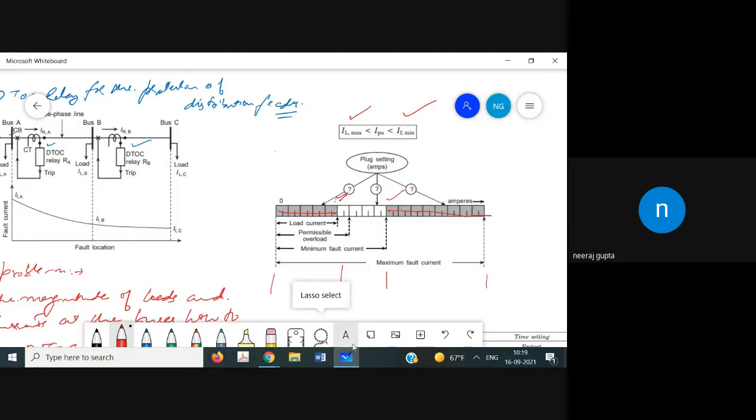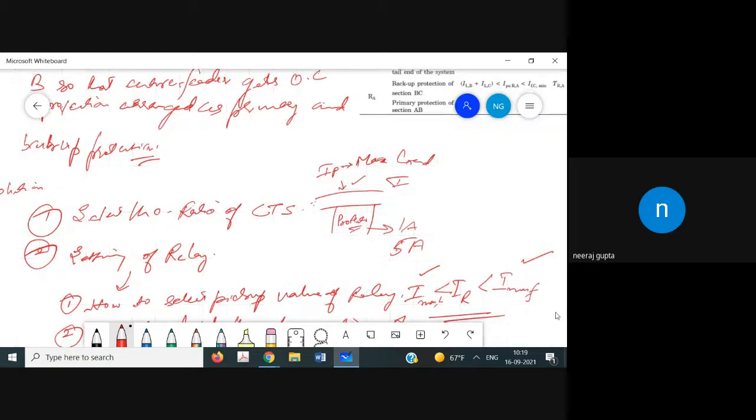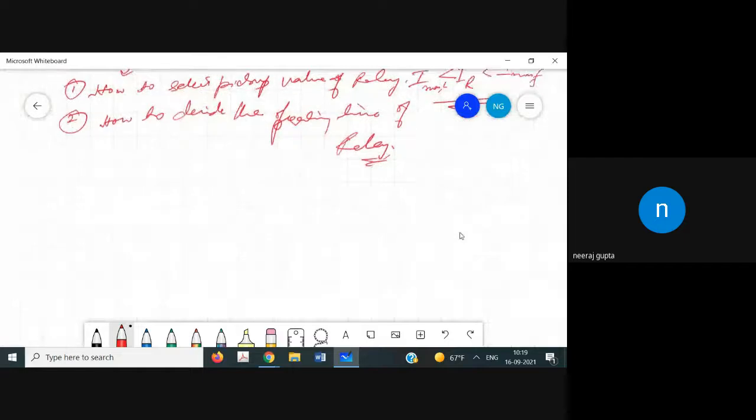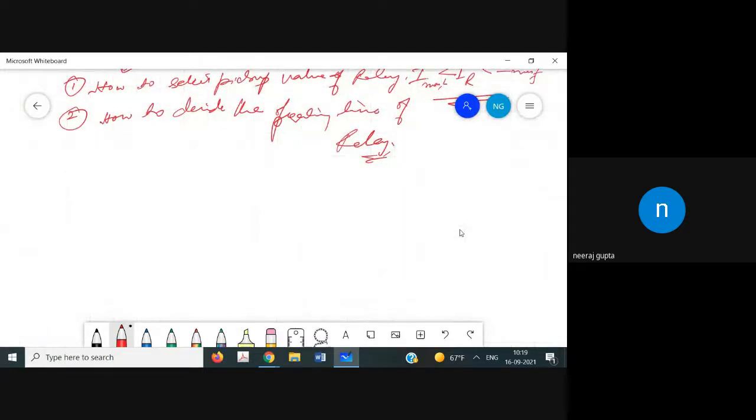Now, second is the operating time of the relay. How to decide the operating time of the relay?